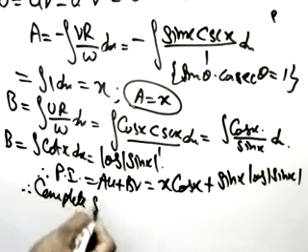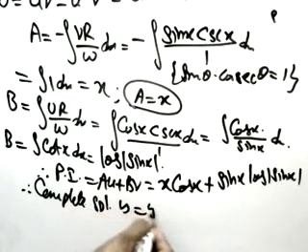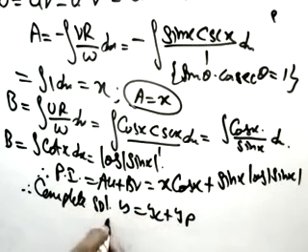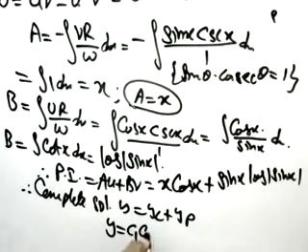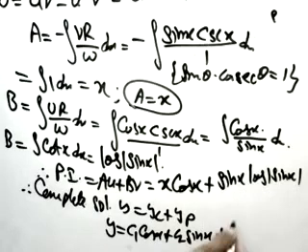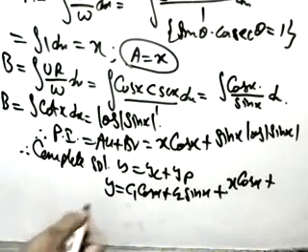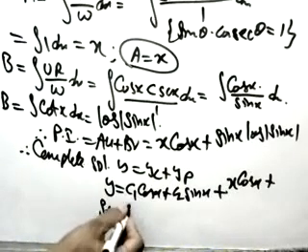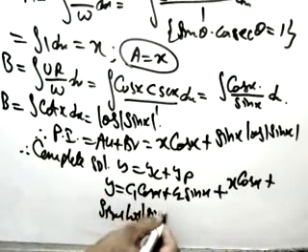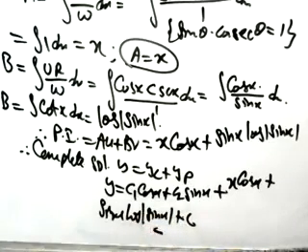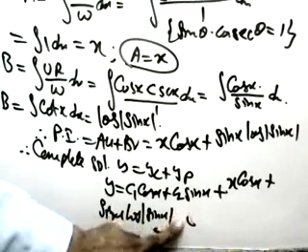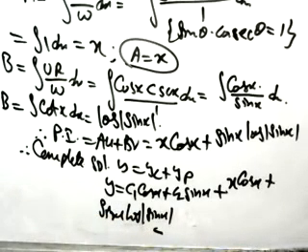Therefore, what do we write? Complete solution. What is its formula? y equals yc plus yp. So last step, y equals yc, which is c1 cos x plus c2 sin x, plus yp, which is this one: x cos x plus sin x into log of sin x. Sorry, we don't have plus c here. So this is the first question.